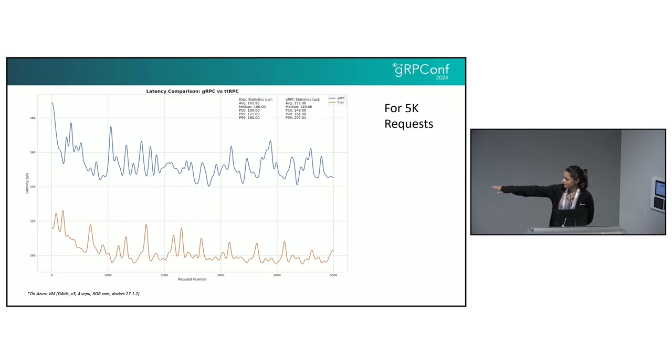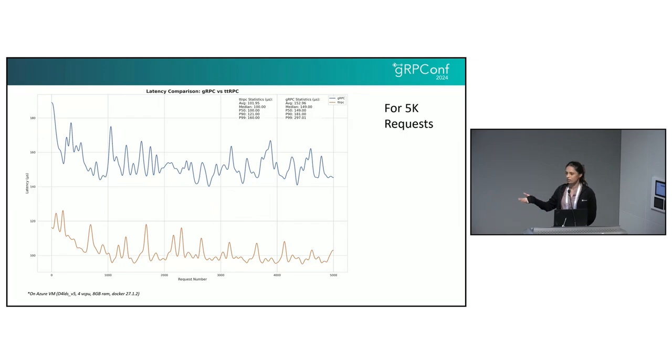Initially you would see that there is a spike. The x-axis represents the request number and the y-axis represents the latency in microseconds. Despite warming up the cache, you see that there is a spike, but as the system settles down, there is a stabilization. You can see the plots for TtRPC and gRPC. TtRPC on average gave 100 microseconds of latency, and gRPC gave 150 microseconds of latency.